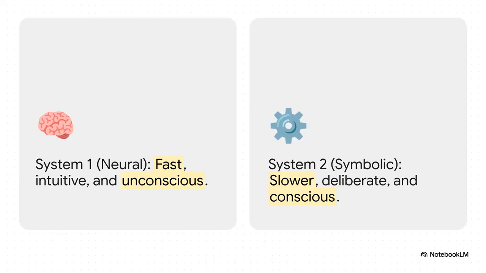Now, this is where it gets really interesting, because the paper makes this great connection to how we think. It's an analogy to something called dual process theory. So neural networks are like our System 1 thinking: fast, intuitive, gut-feeling stuff. And symbolic AI? That's our System 2. It's slow, careful, and totally logical. The goal of neurosymbolic AI is to build a machine that can do both.